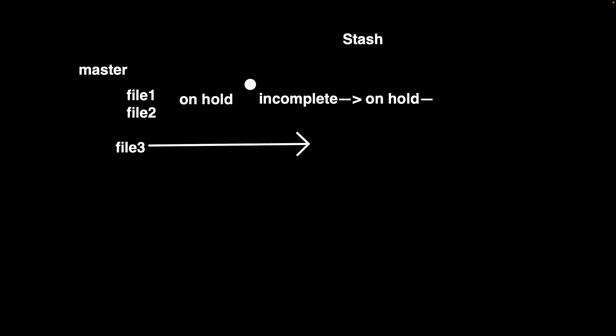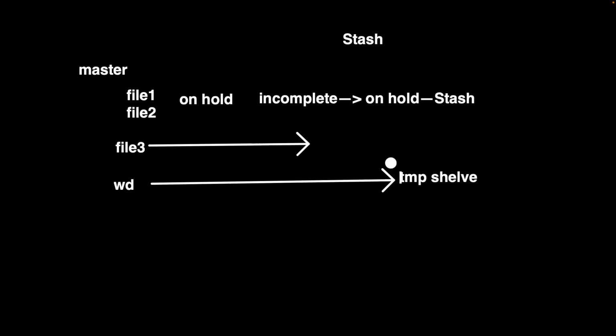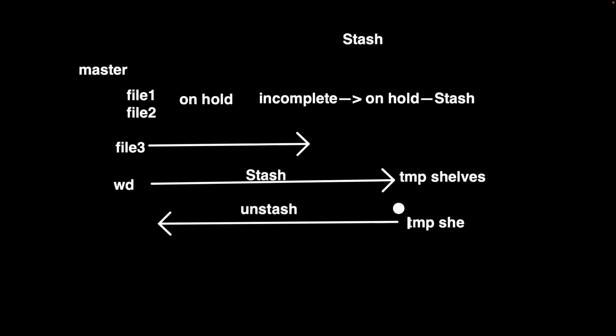That's where stash comes in. Stash is moving your unstaged changes into some virtual temporary shelves so that you can attend to other priority tasks and complete your work. This is what stash is. And getting your changes back from the temporary shelves to the working directory is called unstash.